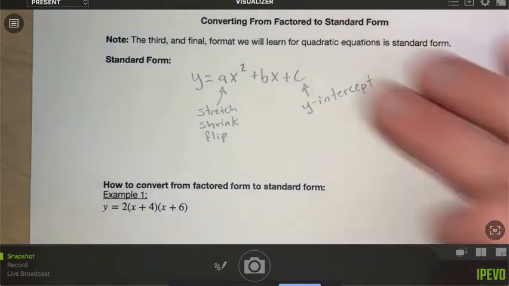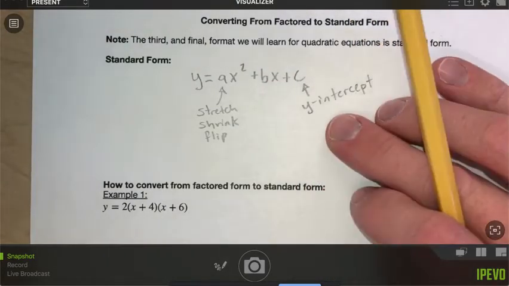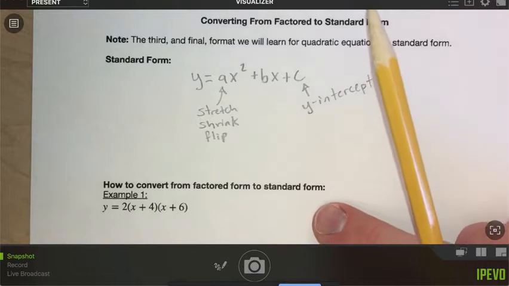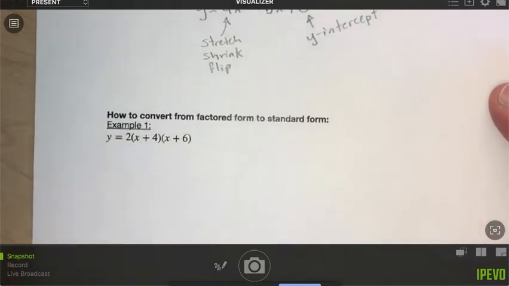Turns out that this format is actually really useful for applications. We'll get there eventually, but right now, all I need you to know is that if we know the factored form, we can actually find standard form from that. And the key to understanding that is really understanding multiplication.